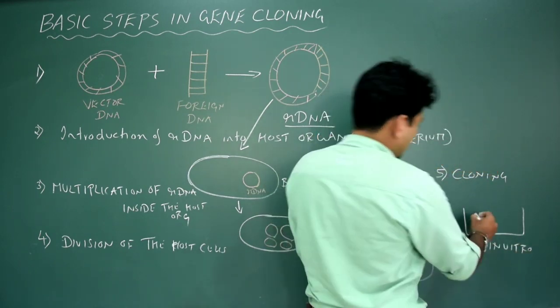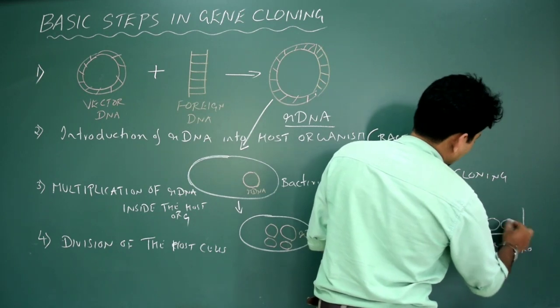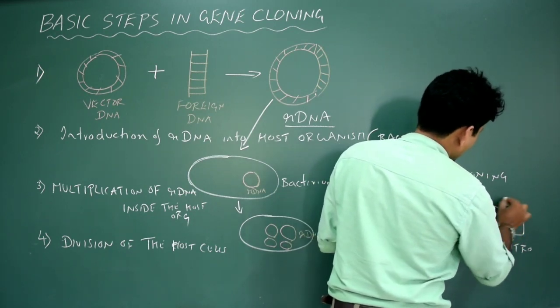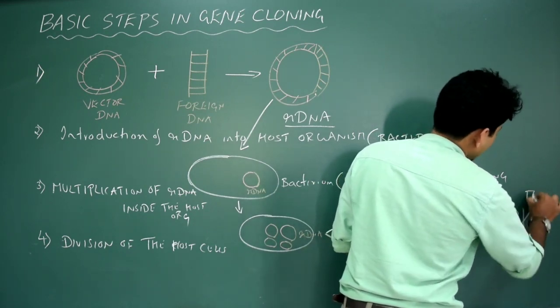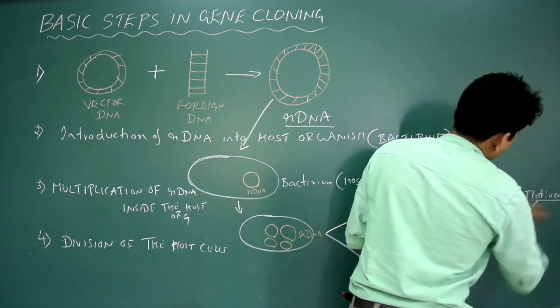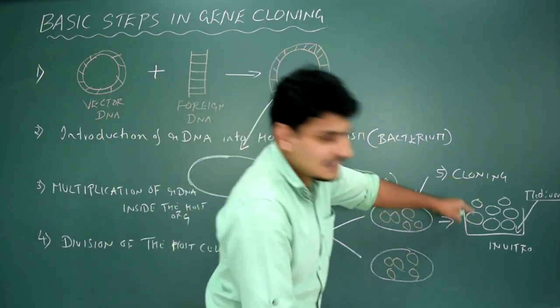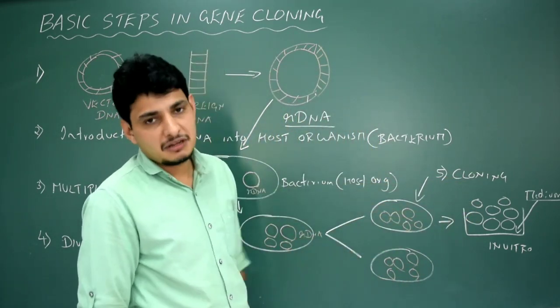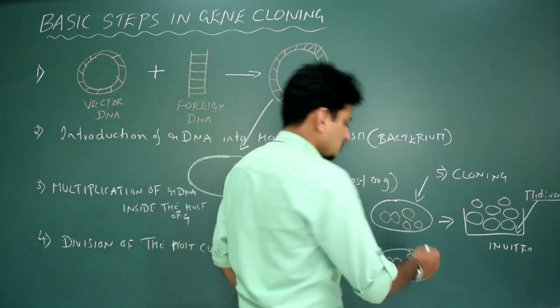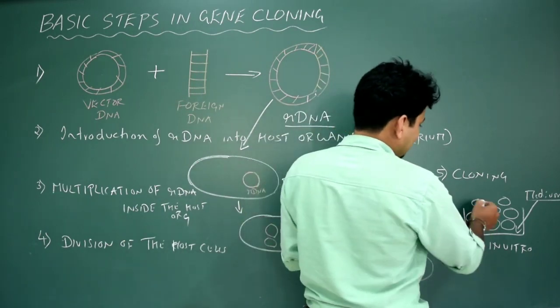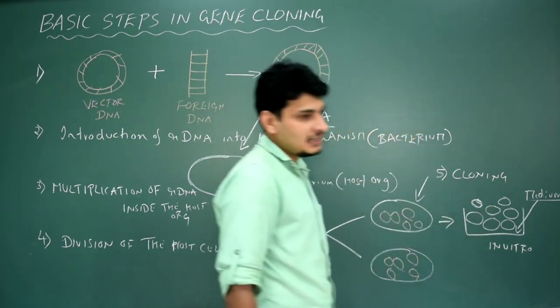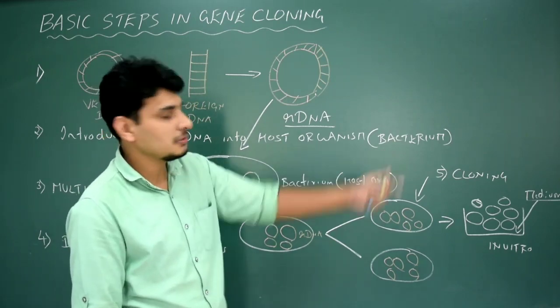So this particular bacteria containing rDNA now multiplies. Why do they multiply? Because I am going to provide a wonderful medium. What kind of medium? The medium containing certain chemicals which facilitates the rapid growth of this particular bacterium, the host organism. So I get more number of bacteria. Bacteria means genetically and morphologically they are the same. That is nothing but cloning.